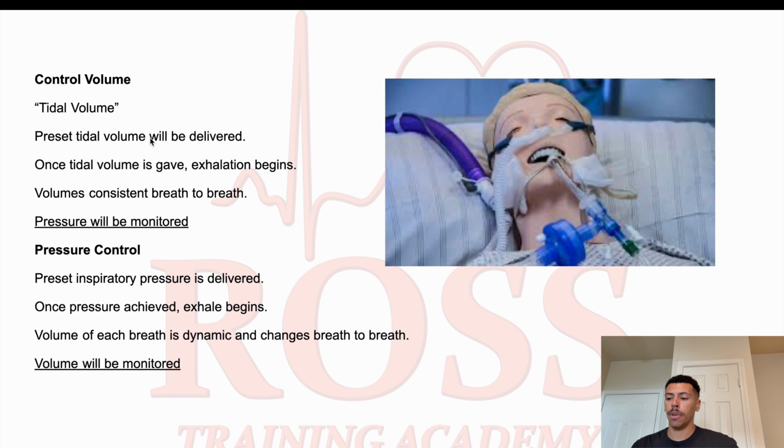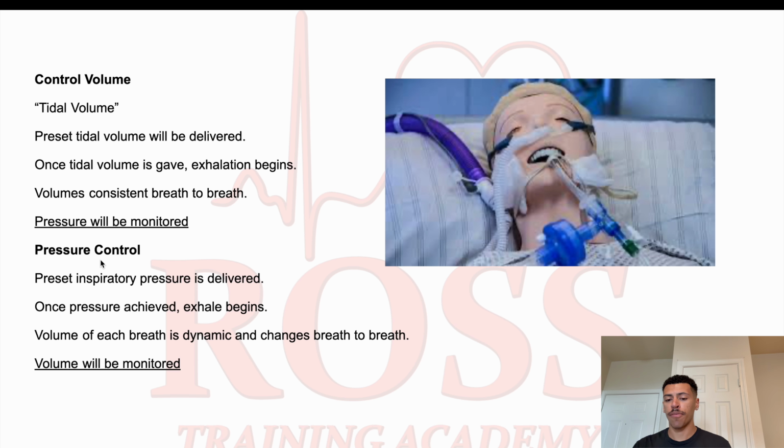And then once that volume is given to the patient, an exhalation is going to start to occur. So the volume is going to be consistent breath to breath, but the pressure will be monitored because the pressure is what's going to be changing. And so if that volume just continues to increase within the lungs, it'll start changing those pressures and making those pressures higher and causing that barotrauma, or just start damaging the lungs from that higher pressure.